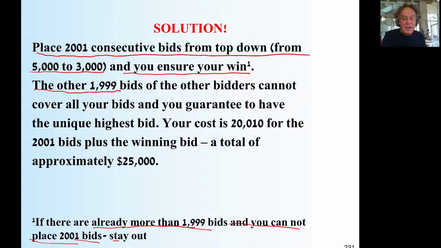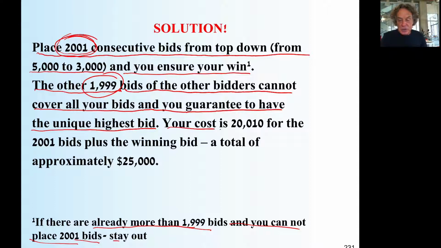The other 1,999, remember, this plus this is 4,000. So if I took the 2001 highest bids, you are left with 1,999, you cannot win. You can bust me at most 1,999 times. But then I will be left with at least 2 non-bust highest bids. So bids of the other bidders cannot cover all your bids, and you are guaranteed to have the unique highest bid. Your cost is $20,000 for the 2001 bids, plus the winning bid, about 5,000, let's say. So it's about 25,000. That's your investment.